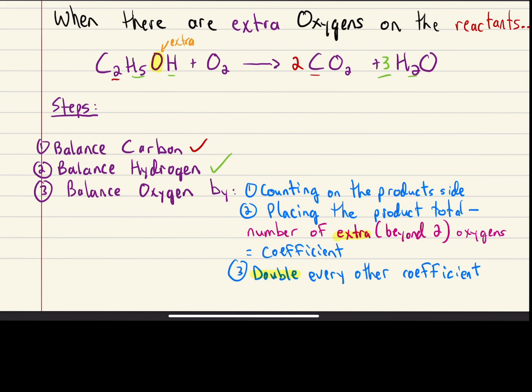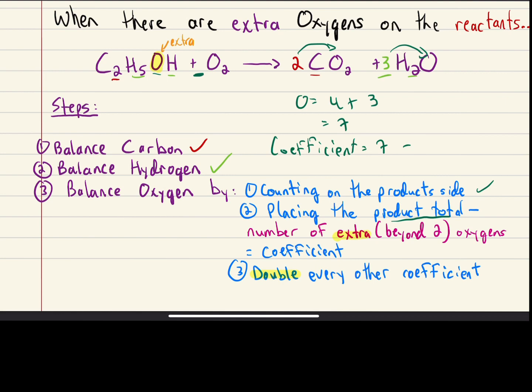then we're going to balance the oxygen, but we're going to do this in a 3-step process. The first step is to count the oxygens on the product side, similar to what we were doing before. Then we're going to use a bit of algebra to get the coefficient that we should put in front of the oxygen on the reactant side. To do that, we're going to take the total product that we've counted. In our case here, that's 7. And we're going to subtract from it the number of extra oxygens, anything that's beyond 2, which in this case is going to be 1.